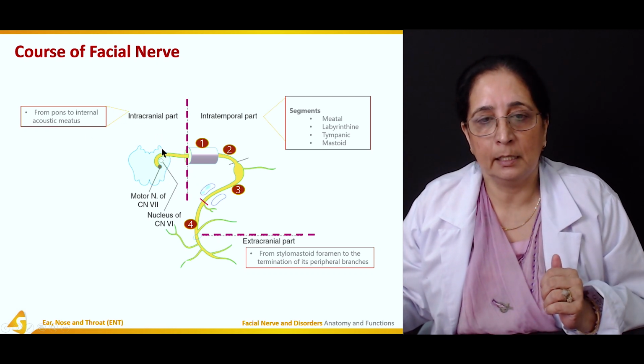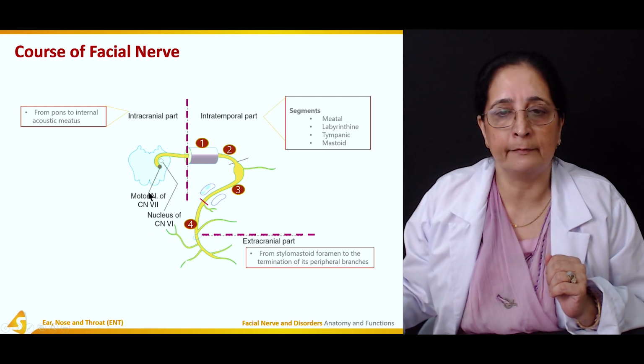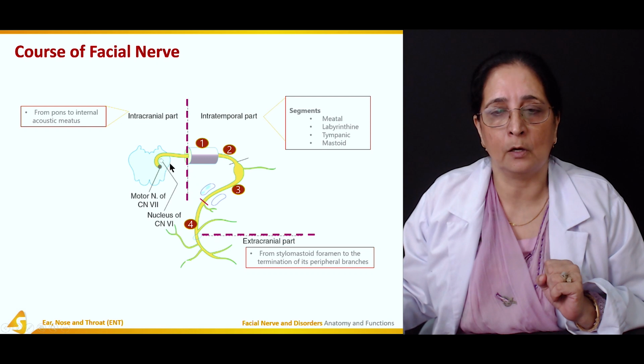This is the picture showing the motor nucleus of cranial nerve 7, which is the facial nerve. So this is the motor nucleus of the facial nerve, and then there is the nucleus of the 6th nerve, which is there.